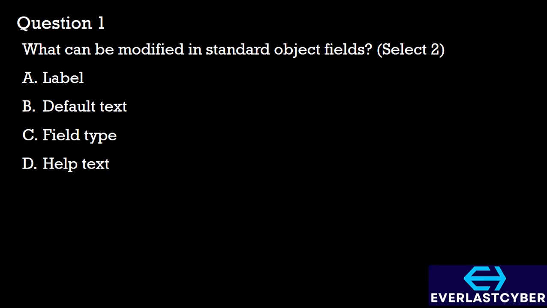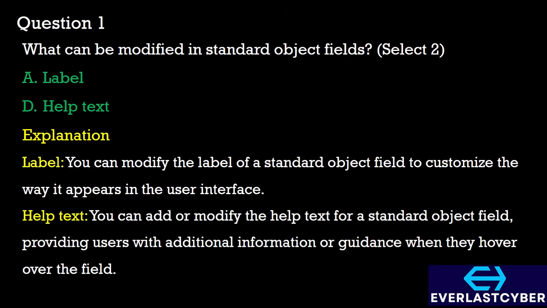Field type of a standard object's field cannot be changed. This type is predefined by Salesforce and it is not modifiable for standard fields. Option D, for help text, you can add or modify the help text for a standard object's field, providing users with additional information or guidance when they hover over that field. So for this question, we'll be going with options A and option D, label and help text.